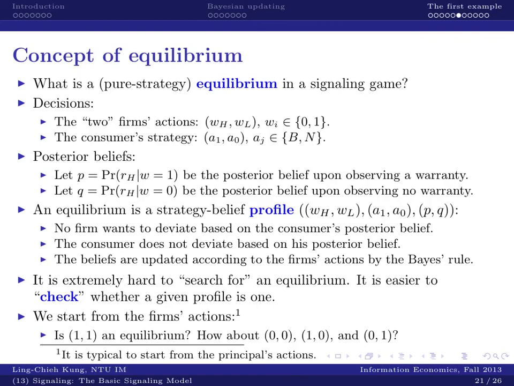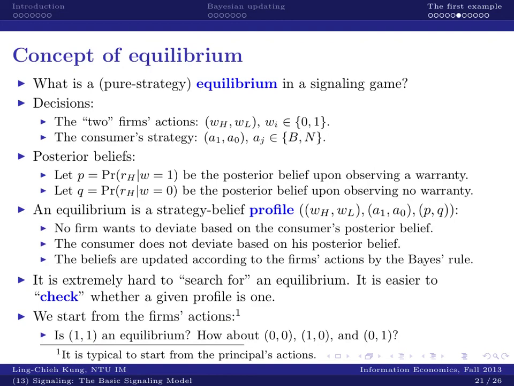Because of this kind of, if you like, recursive relationship, it's hard to search for an equilibrium. It is easier if we just want to check whether a given profile is an equilibrium. So we're going to check all possibilities. And we typically start from the principal's action. So we're going to ask whether 1-1 is a part of a possible equilibrium.